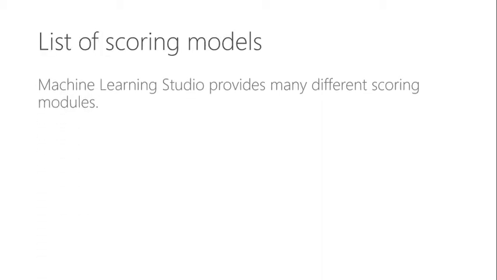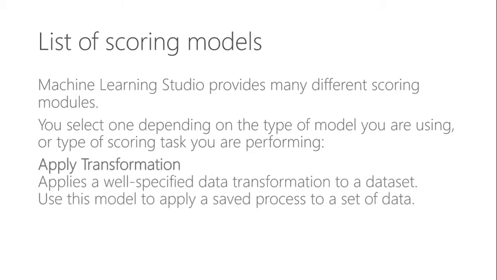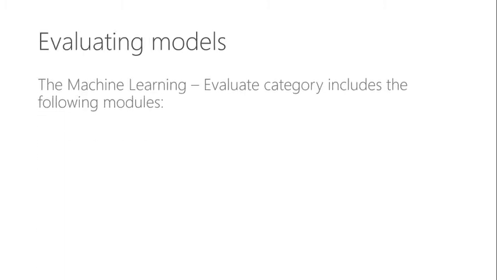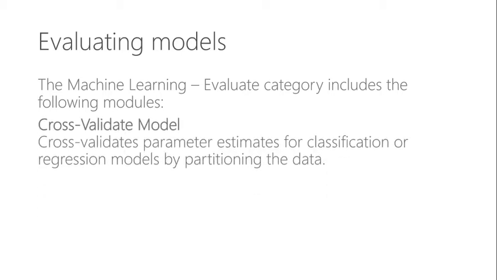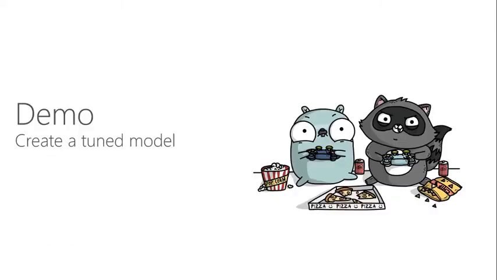Machine Learning Studio provides many different scoring modules. You select one depending on the type of model you are using or the type of scoring task you are performing. Apply transformation. For evaluating models, the Machine Learning evaluate category includes the following modules: cross validate model, evaluate model, and evaluate recommender. Let's go for a demo.